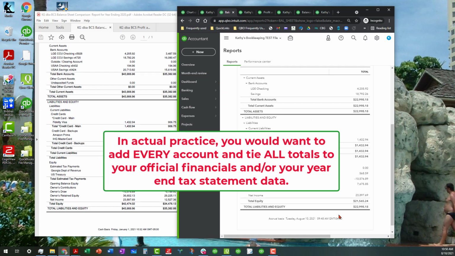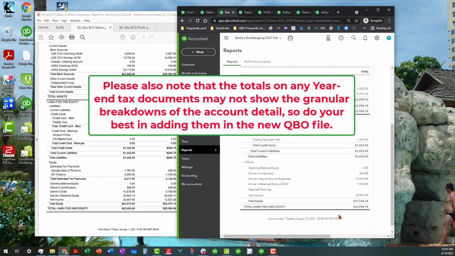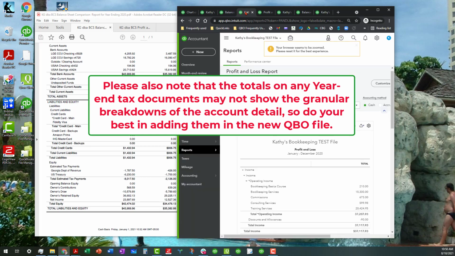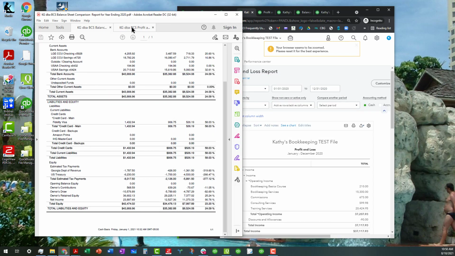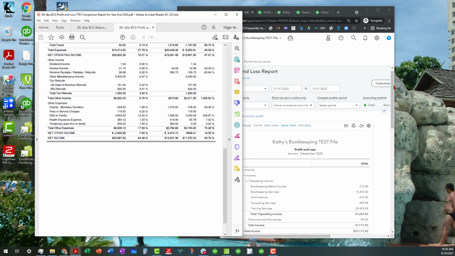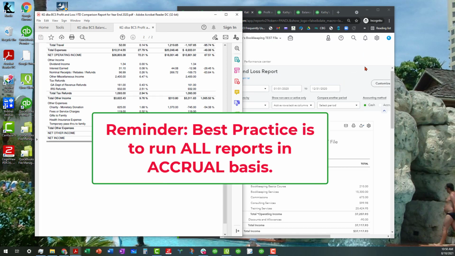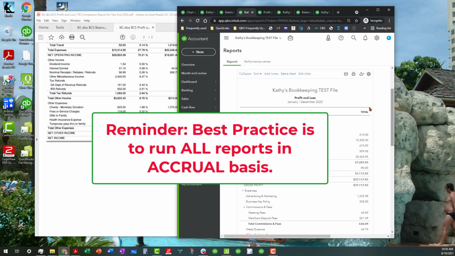The other thing I will say is that if you're using a Schedule C or some other tax return form where you're putting in those balances, you may have to be a little creative if you don't have the breakdowns of how all this should be entered into your file, as far as the granular entering of the stuff. But here's the profit and loss. I did this one as well in cash and in accrual, and these numbers do tie out.